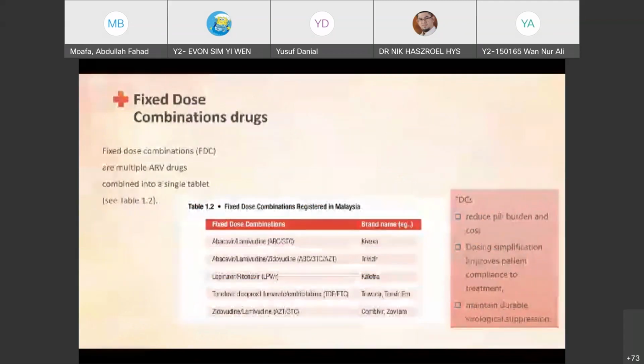And then for fixed dose combination drugs, FDC, they are multiple ARV drugs combined into a single tablet. See table 1.2. This table shows fixed dose combination drugs registered in Malaysia. For example, under the brand name Kivexa, they have 2 combination drugs, which are abacavir and lamivudine. And Trizivir has 3 combination drugs. Kaletra and Combivir have 2 combination drugs. So these fixed dose combination drugs will reduce pill burden and cost, and dosing simplification improves patient compliance to treatment and maintains durable virological suppression.